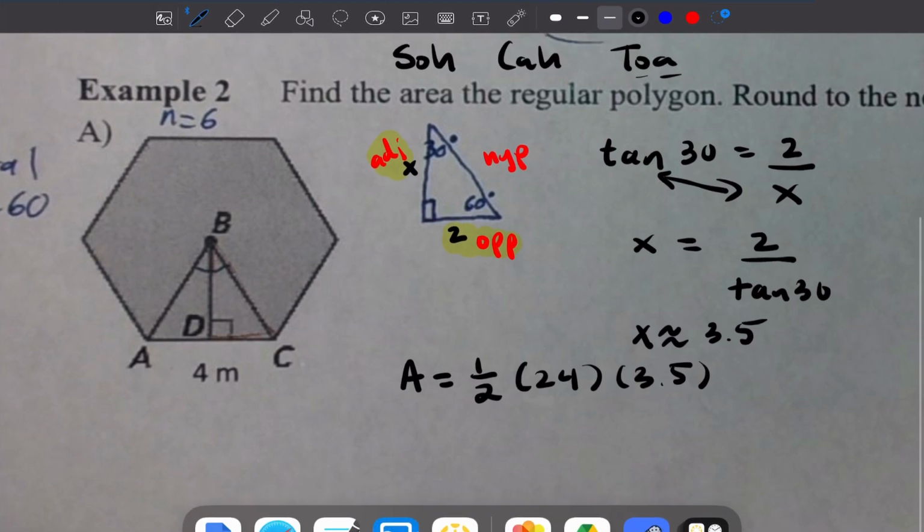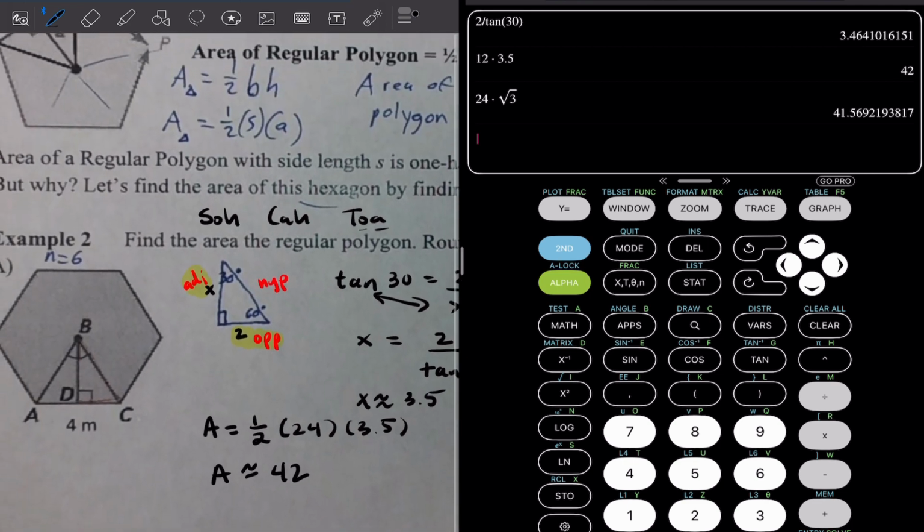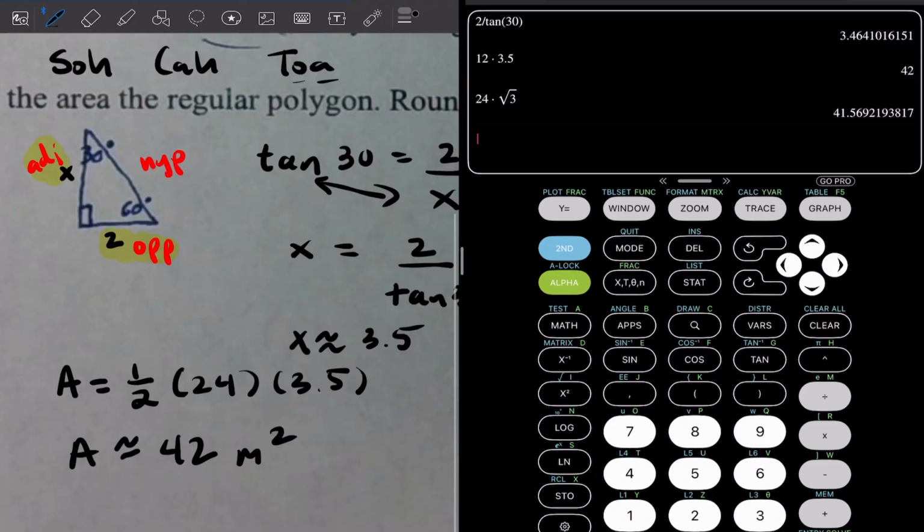Let's see, I'm going to put this in my calculator here, and I get 12 times 3.5. I'm going to compare that to 24 root 3. So 24 times root 3. Yeah, that's about the same thing. So A is approximately 42. Since I'm dealing with area, it's going to be square meters.